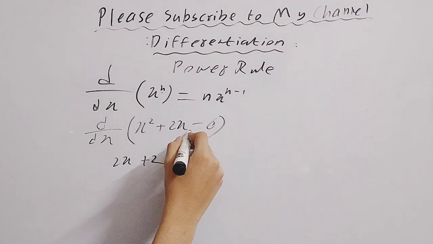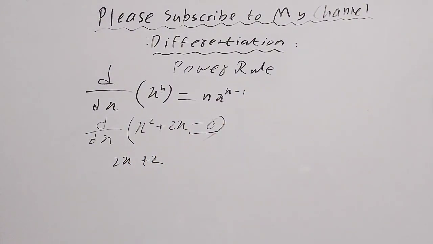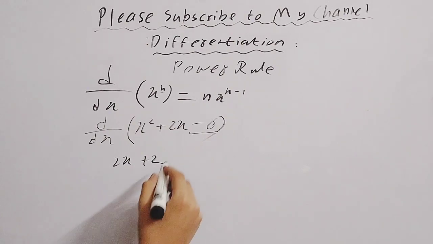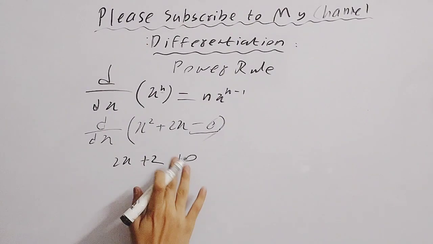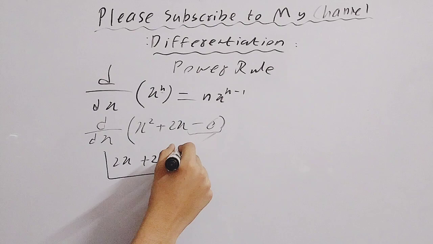earlier. But what is the differentiation of this? You can see that minus 6 is a constant, and always remember that the differentiation of a constant is always 0, plus or minus 0. We can write this as the derivative of this function, which was this.